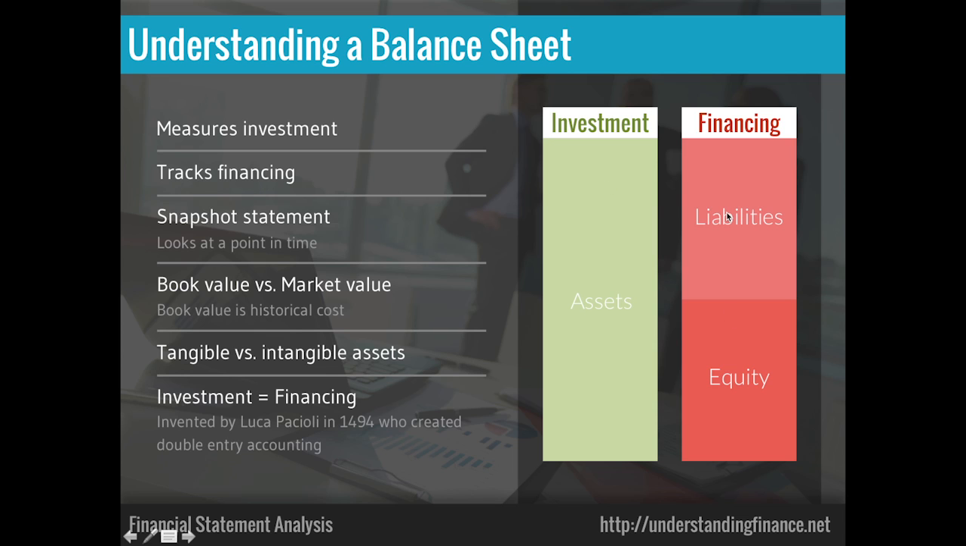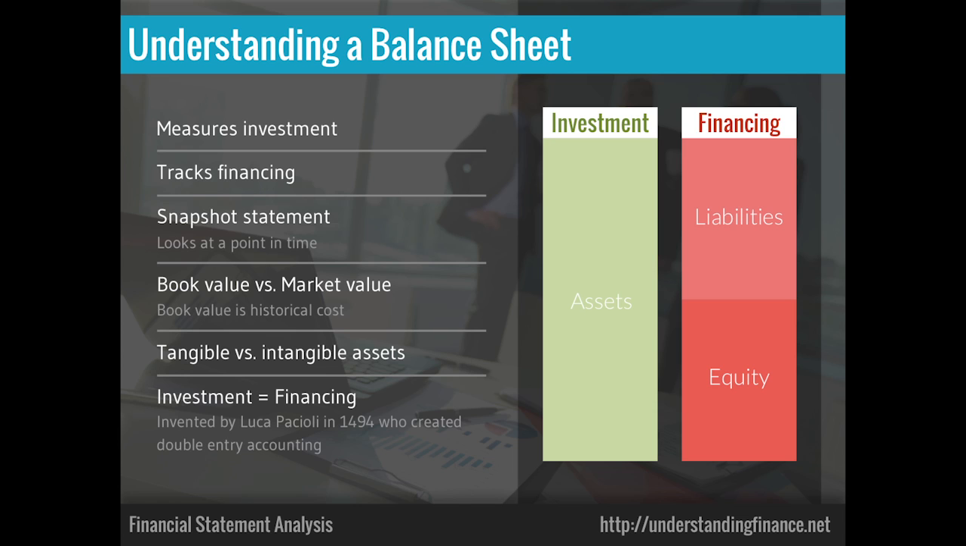Whatever I spent, the money had to come from somewhere. So the balance sheet essentially matches it up. And it involves the concept of what's called double entry accounting. So I always track where the money came from, and I always track where the money went. This was a process created by Luca Pacioli back in 1494.